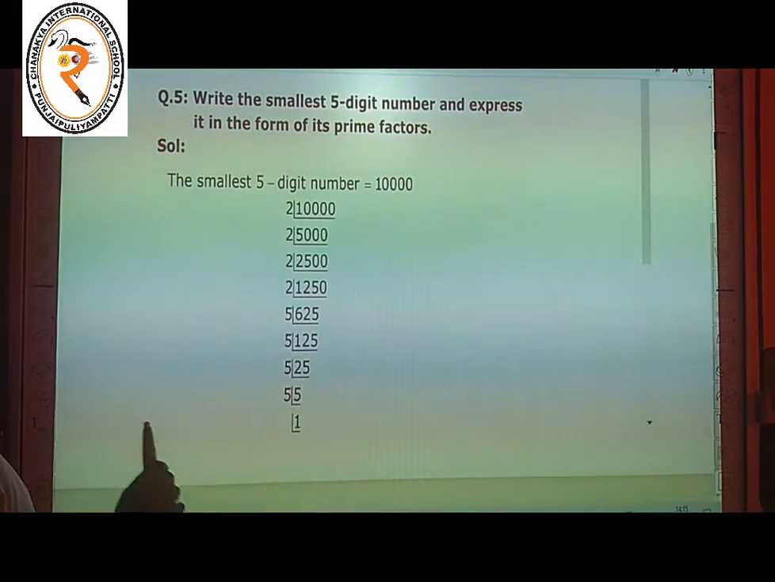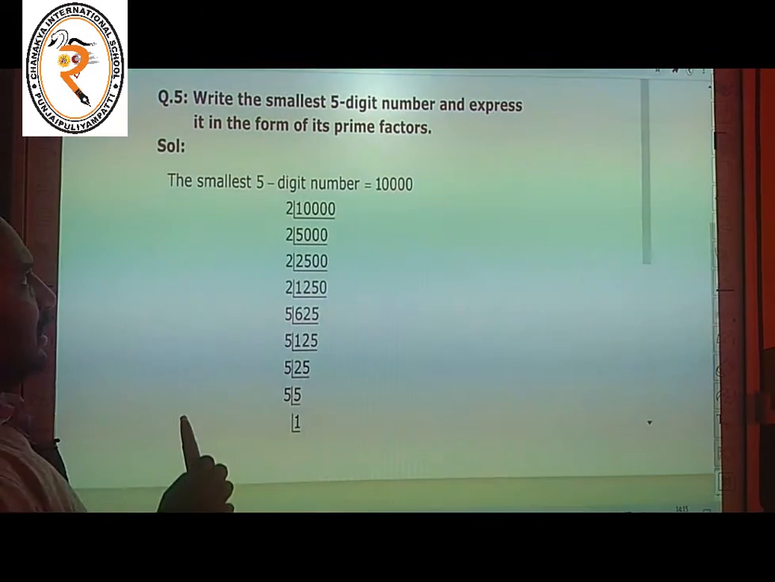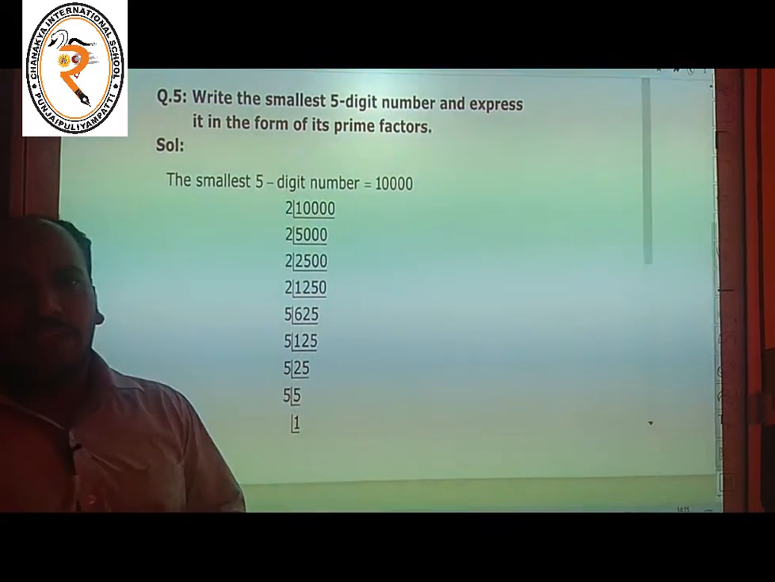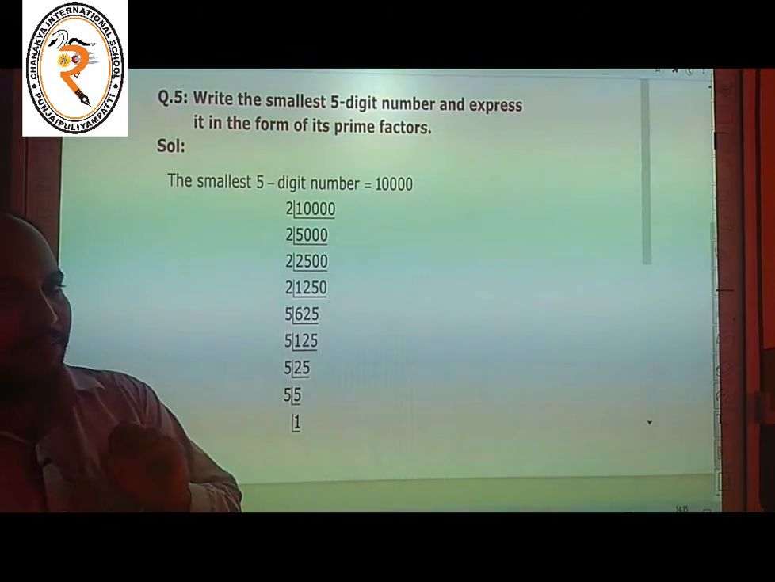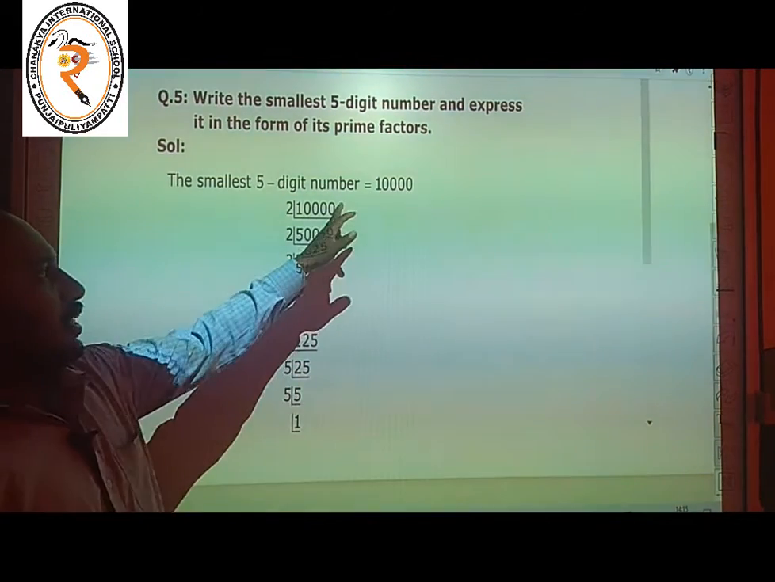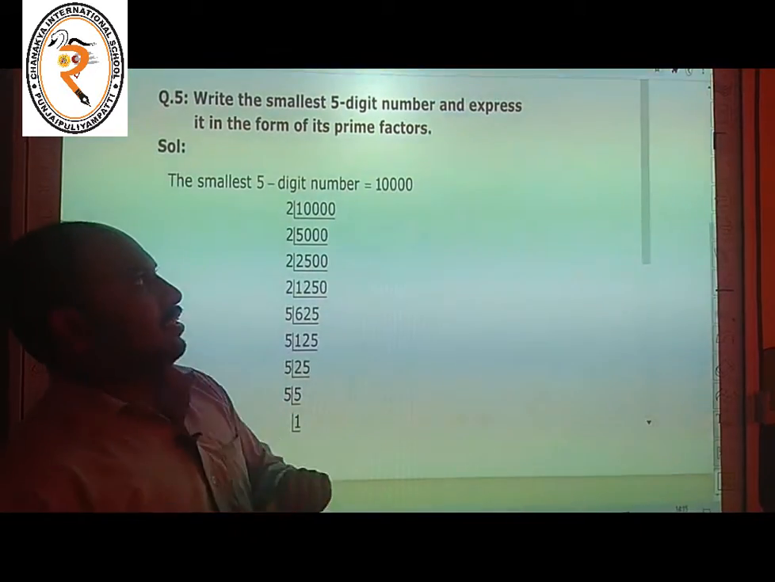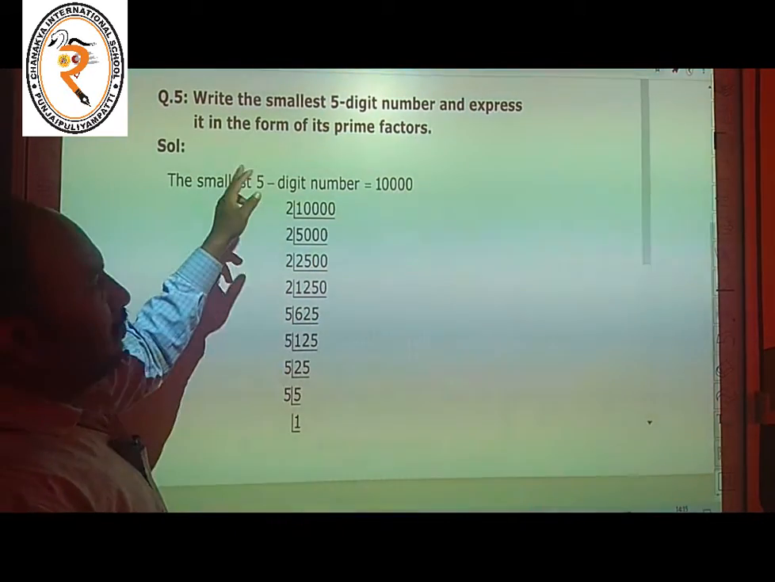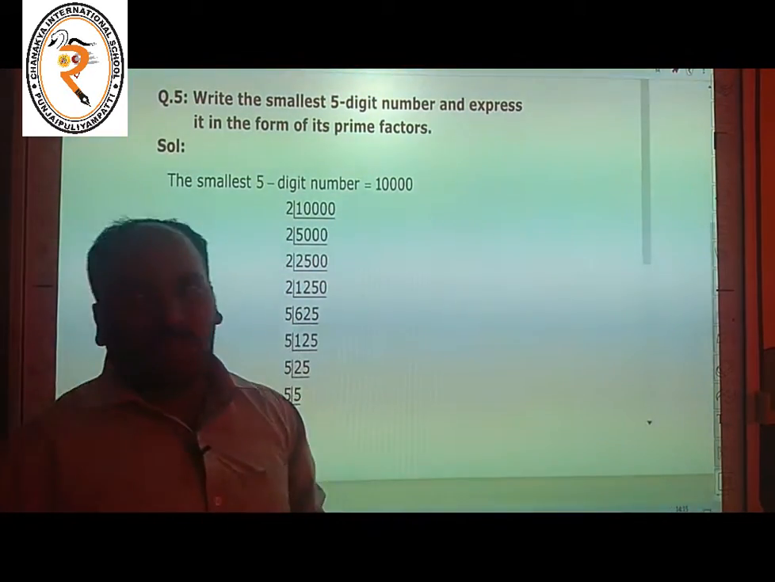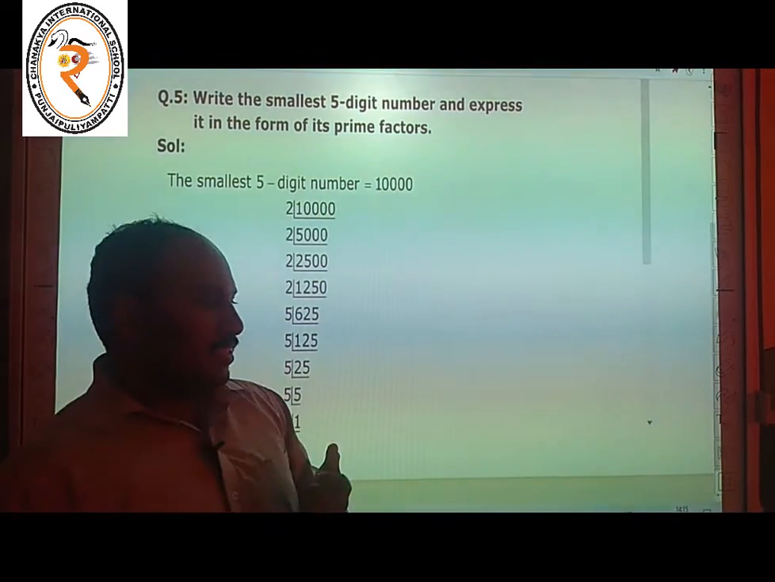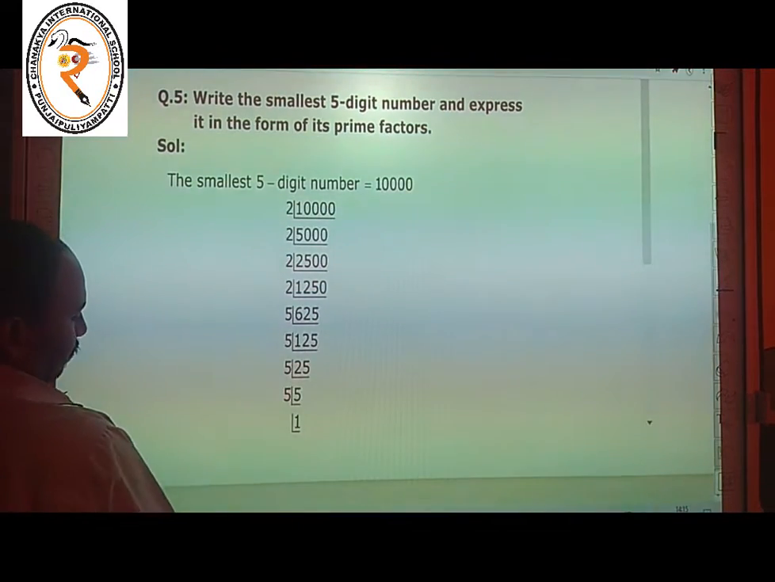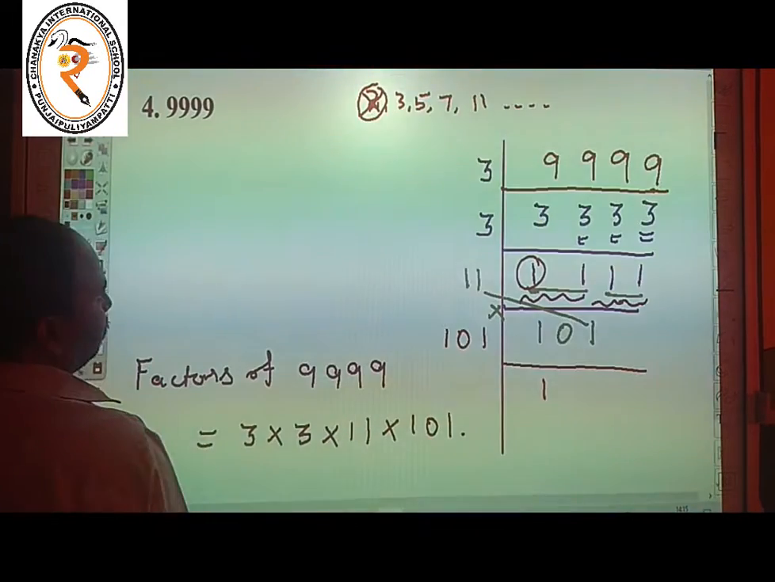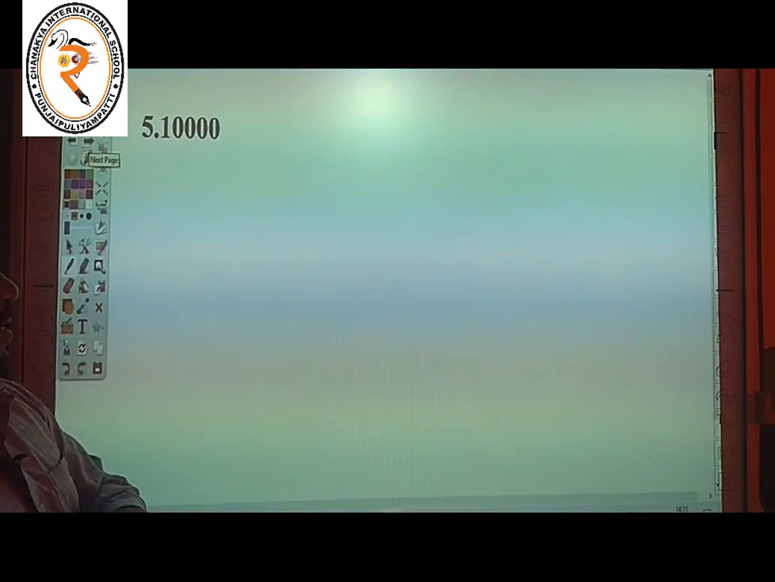Write the smallest 5-digit number. The smallest 5-digit number is 10,000. Express 10,000 in the form of prime factors. Here also we find the prime factors. So the smallest 5-digit number is 10,000.